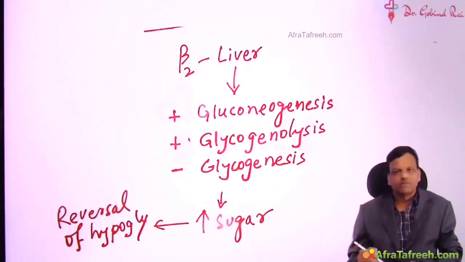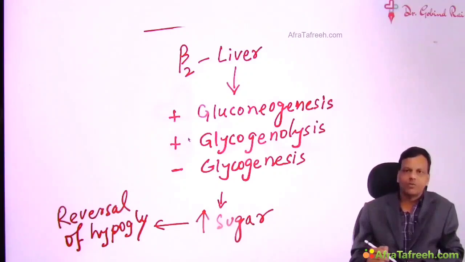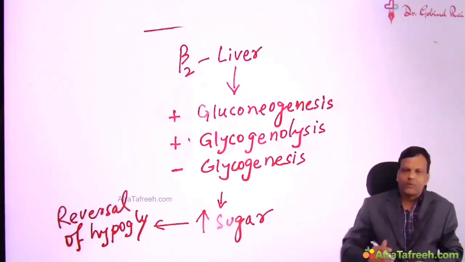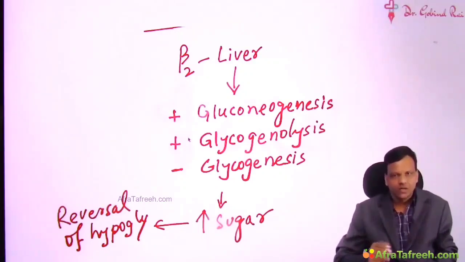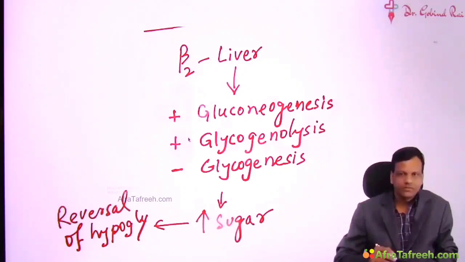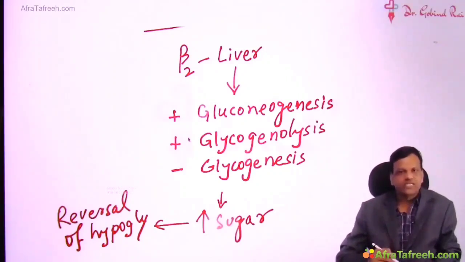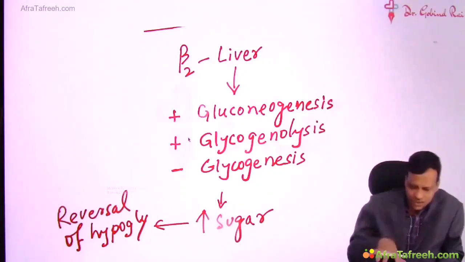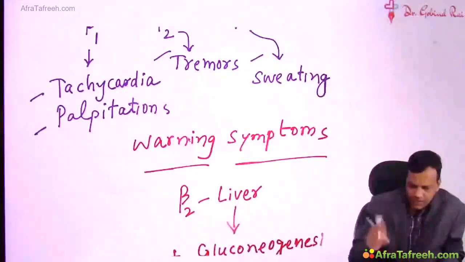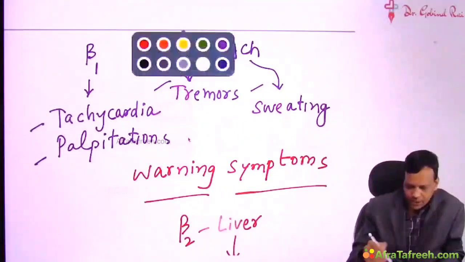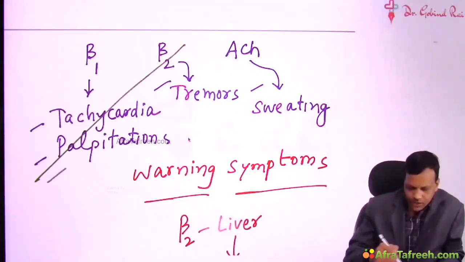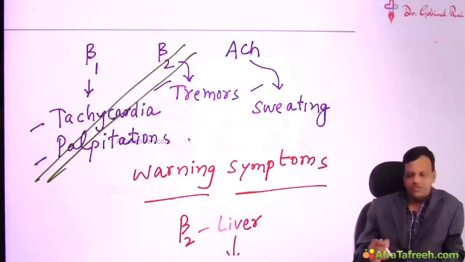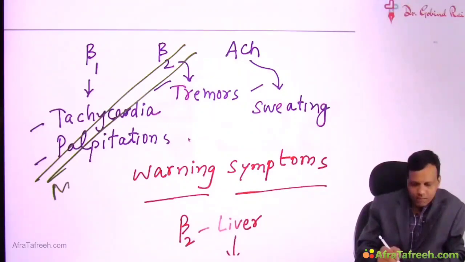So that's why sympathetic system is very, very important to protect from hypoglycemia. It protects by two main mechanisms. One by causing a warning symptom and second by reversing the hypoglycemia. This is the reason that if we give beta blocker to a diabetic patient, they are very dangerous drugs, because if we give beta blocker to a patient who has diabetes, first of all the symptoms will not come, so they result in masking of warning symptoms.